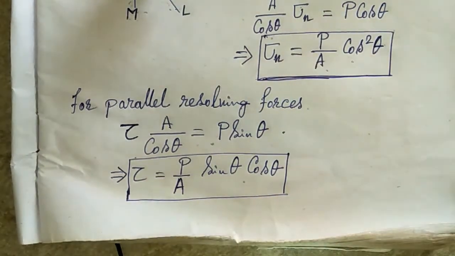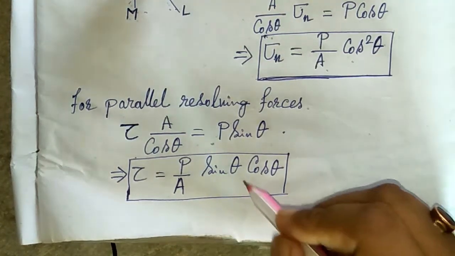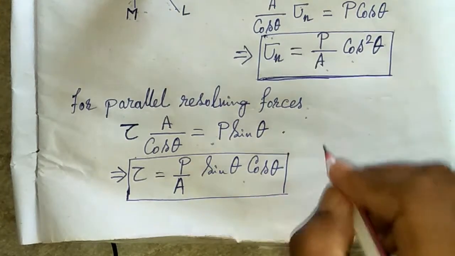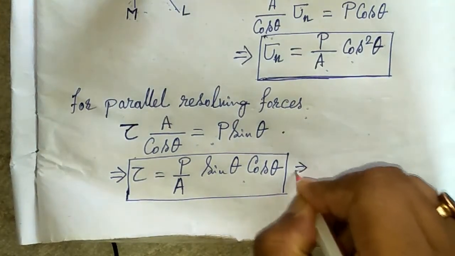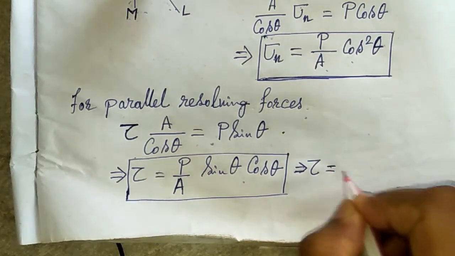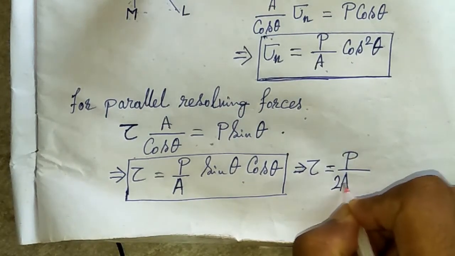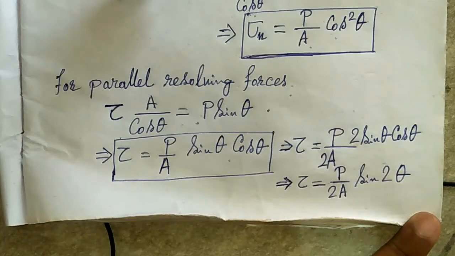Okay, now to find out the maximum shear stress, we have to convert this sin theta cos theta into sin 2 theta like this. That means tau equals, if we multiply this numerator and denominator by 2, we can write the shear stress in this fashion, that is P by 2A into sin 2 theta.